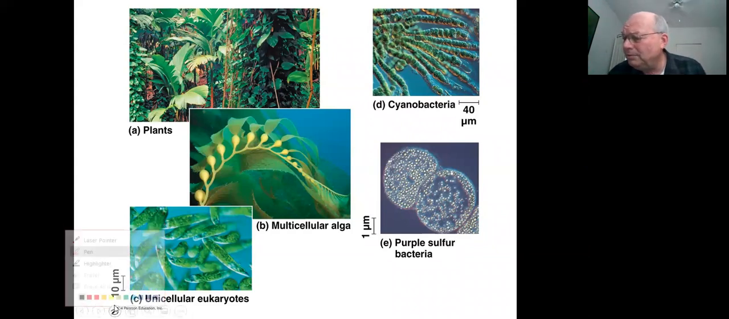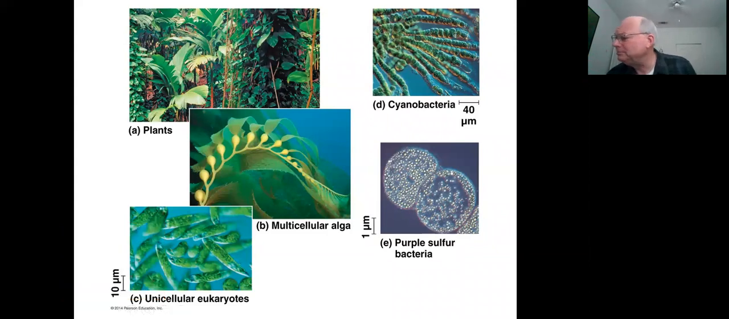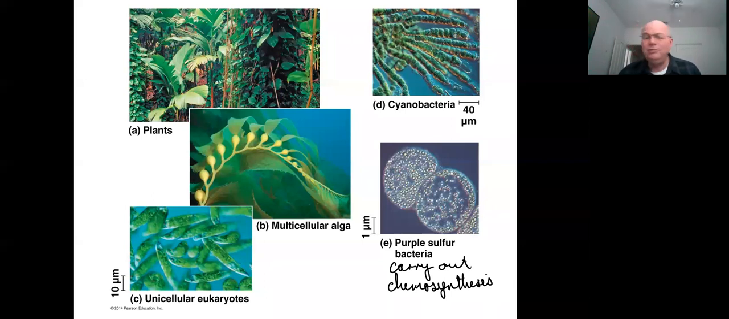So let me just make sure that the pen's in black. And these carry out chemosynthesis. So the purple sulfur bacteria, and there are also some green sulfur bacteria, carry out this process of chemosynthesis.